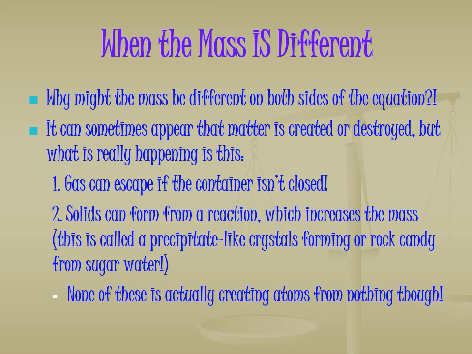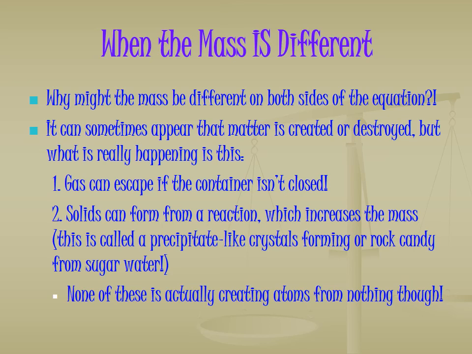Number 1, gas can escape if the container that the experiment is occurring in isn't closed completely. If it's not a completely sealed container, then different gases in that chemical reaction can actually escape. And it can appear that matter is destroyed because the mass might be lower if gas escapes. However, it's not actually destroyed, it just moves to a different location. And because it's not in the container that you're measuring, you can't measure it because it's somewhere else out in the air.